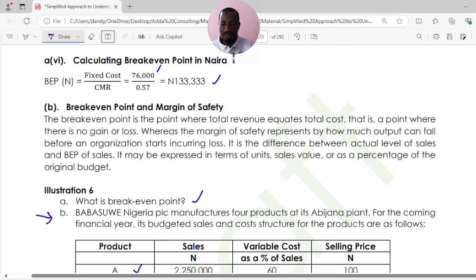So it represents the difference. Margin of safety represents the difference between the total actual level of sales and the break-even point of sales. It may be expressed in terms of units, sales value, or as a percentage of the original budget. So this is how to calculate break-even points for an organization. So far, we have determined break-even points for a single product organization where we saw two illustrations, and we also did break-even point for a multi-product organization. We also examined two illustrations, and that is the end of break-even analysis. Thank you.